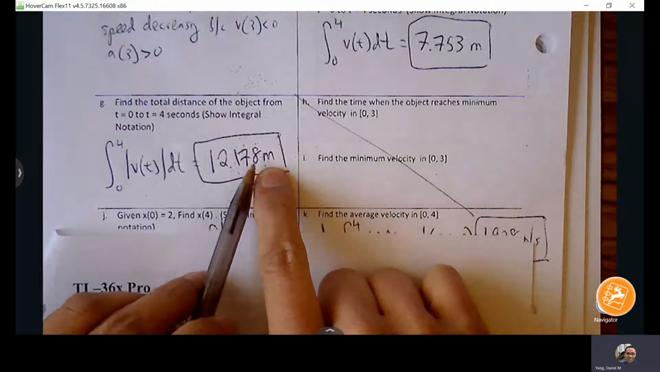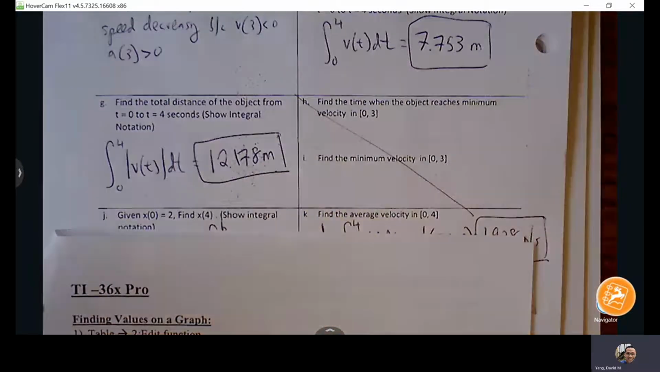Again, units of measure will change. We're going to go up to meters now. We're accumulating velocity over the course of these time periods, so that's why we're getting 12.178 meters.